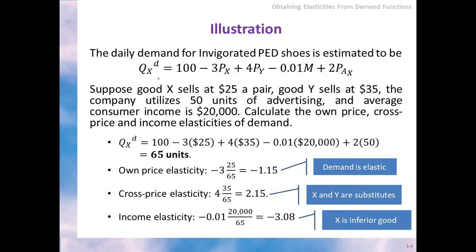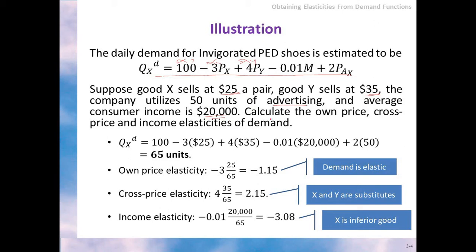Let's say that you are given this demand function. Remember, this is the alpha x, this is the alpha 0, this is the alpha y. But now we have the values, and not only the values of the alpha, you are also given the value of Px, $25. Good y sells at 35, meaning that this is the price of y. And then we have advertising here, and then we have income 20,000.